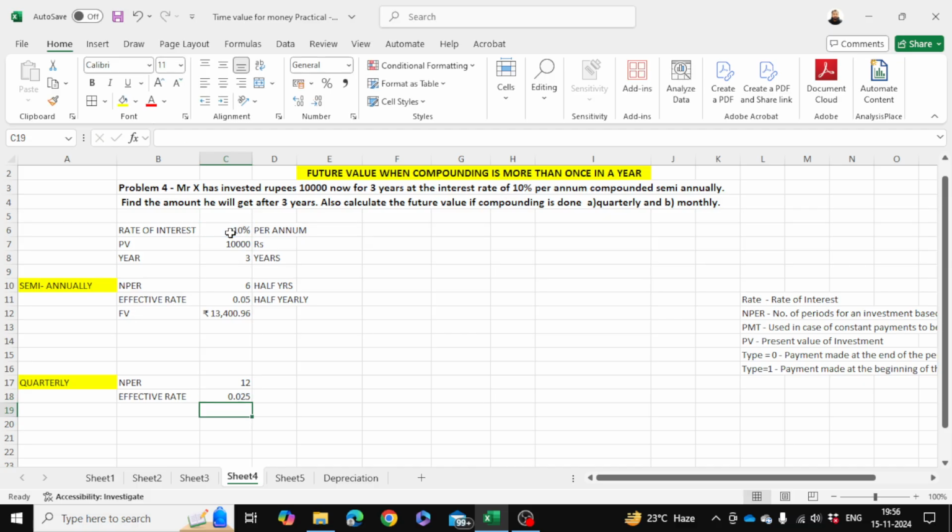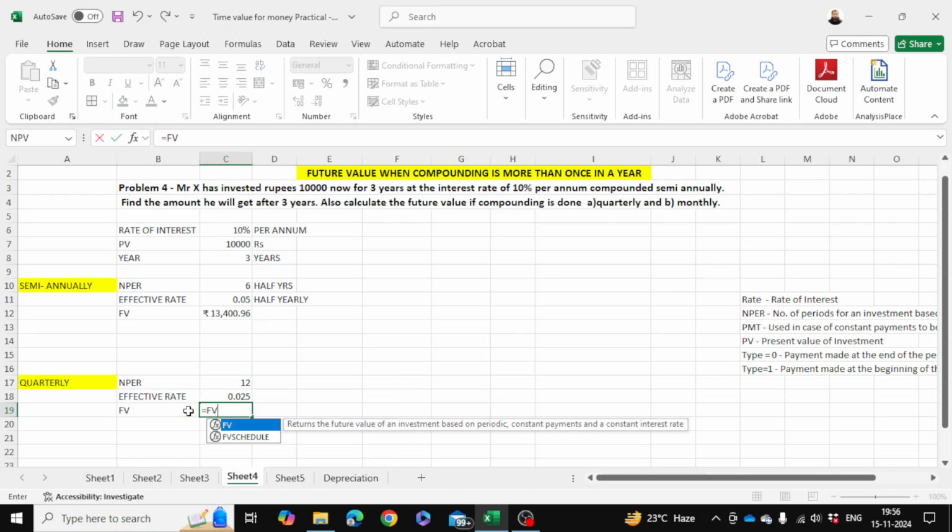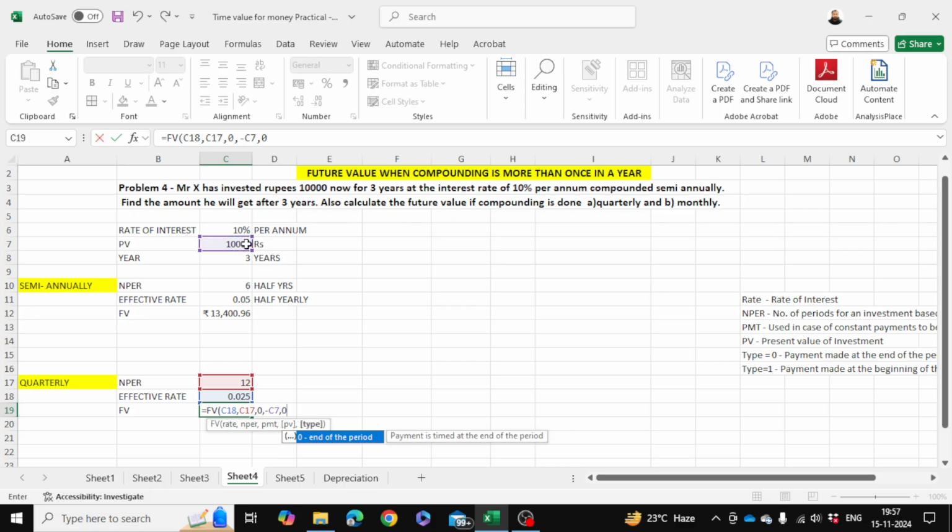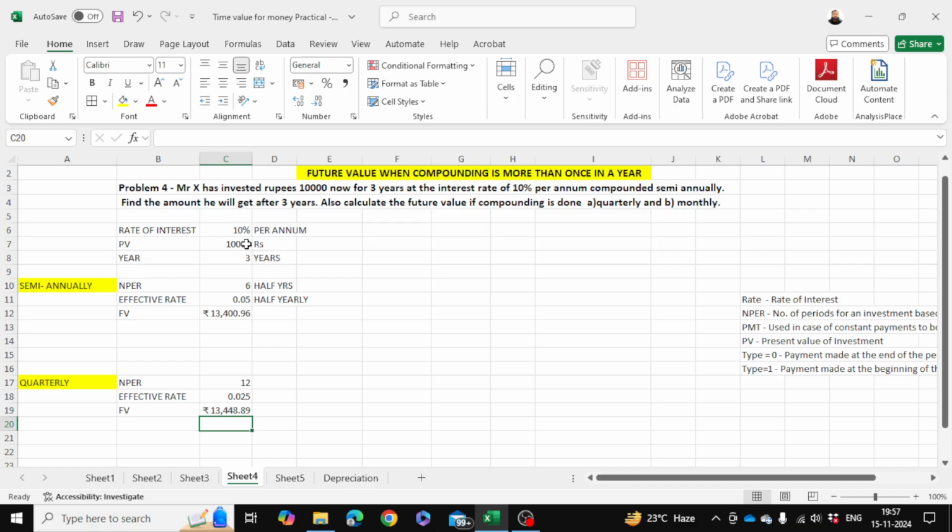And then future value, so it will be FV. Keep in your mind, you have to take effective values. Rate of interest is this, N period is this, PMT is 0, then PV you have to take negative, right? So this and 0, type is 0, enter it, you will get the value.